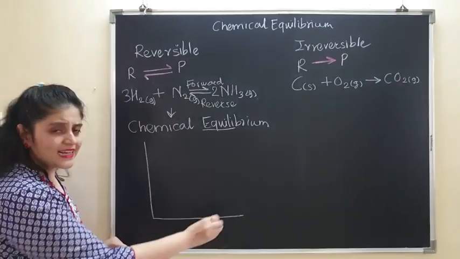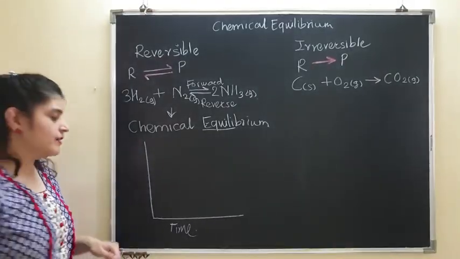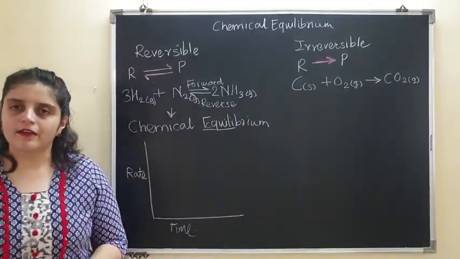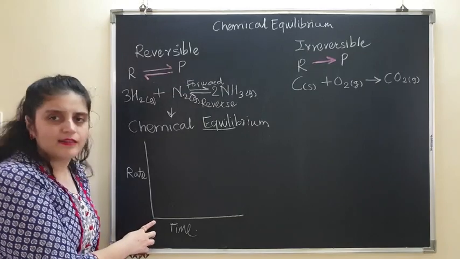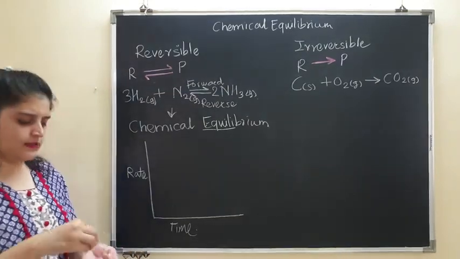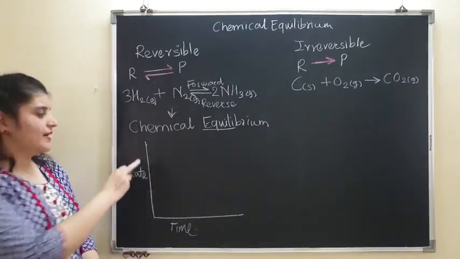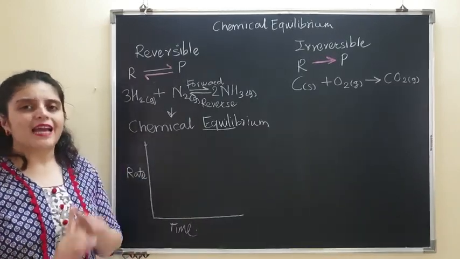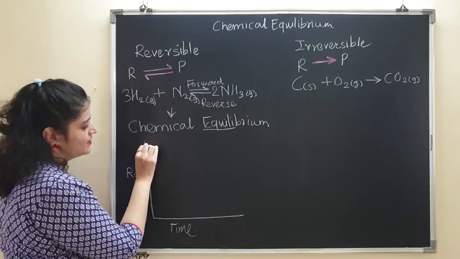So here on x-axis we are plotting time, and here on y-axis we will plot the rate of the reaction. So it may be rate of the forward or rate of the reverse reaction. Now when the reaction starts at the beginning, that means at 0 time, the rate of the reaction is highest. So let us represent the rate of the reaction at the beginning at 0 time, somewhere over here. So as the time proceeds, the rate of the reaction will go on decreasing. So let us draw a decreasing graph like this.